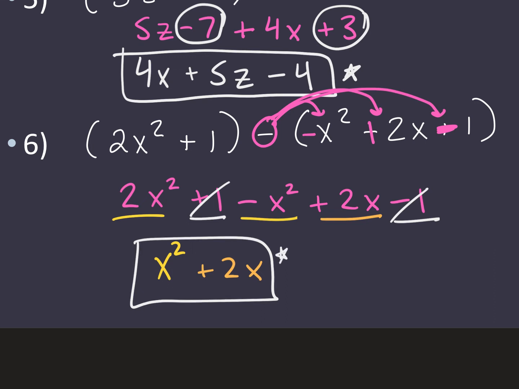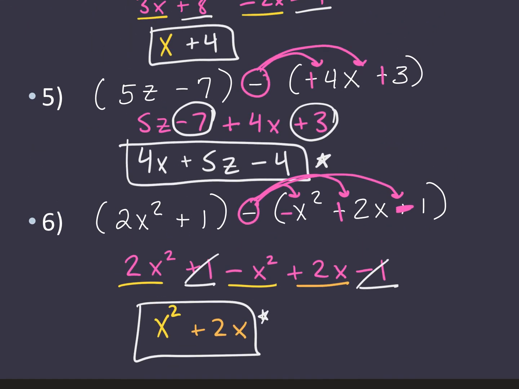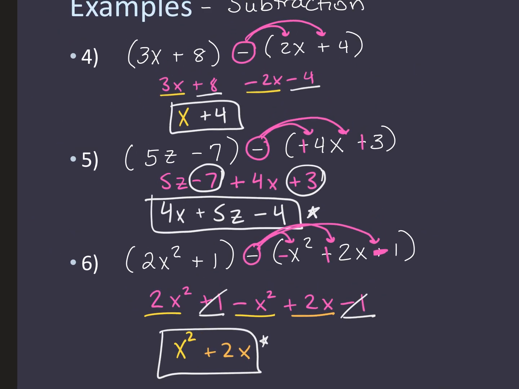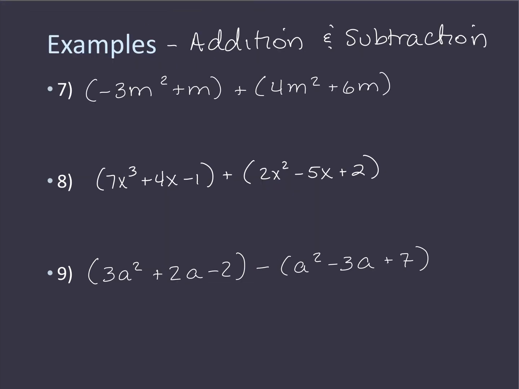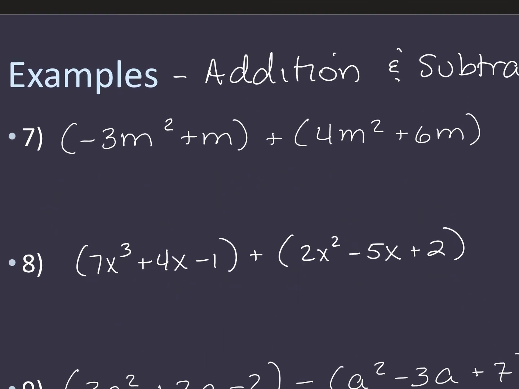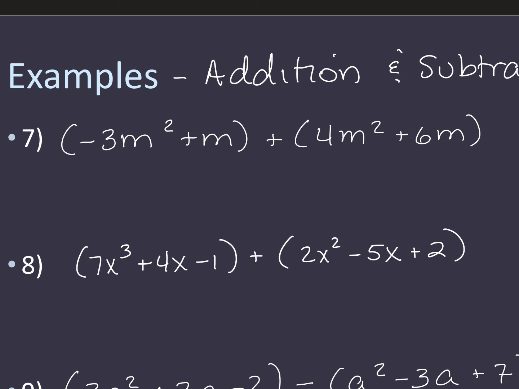So we can't combine these. X squared and x are two different terms. They are not like terms, so we can't add those two together. So those three were our subtraction examples. Okay, lastly, we have 3 more. A little bit more complicated than the ones before, but nothing we can't handle.